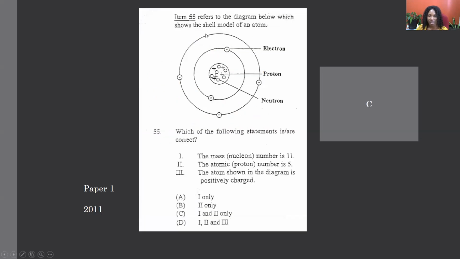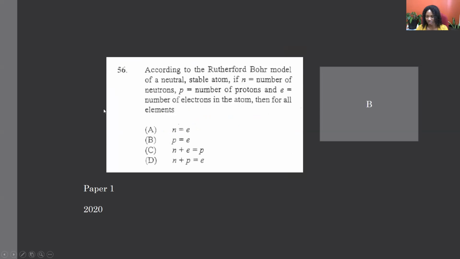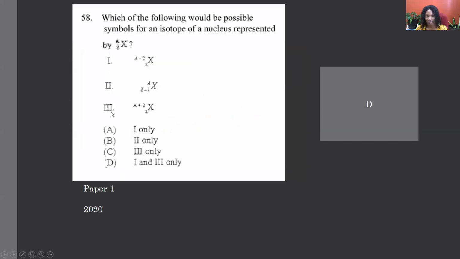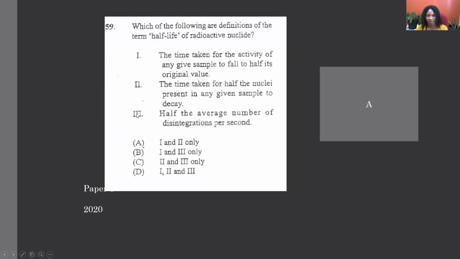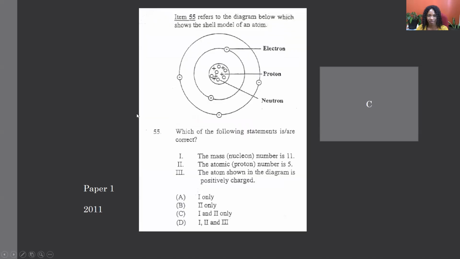So item 55 refers to the diagram below, which shows, sorry about that. Okay, so it says, which of the following statements is or are correct? 1, the mass or the nuclear number is 11, 2, the atomic or the proton number is 5, and 3, the atom shown in the diagram is positively charged.